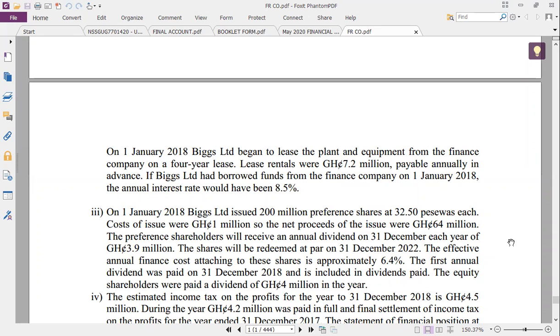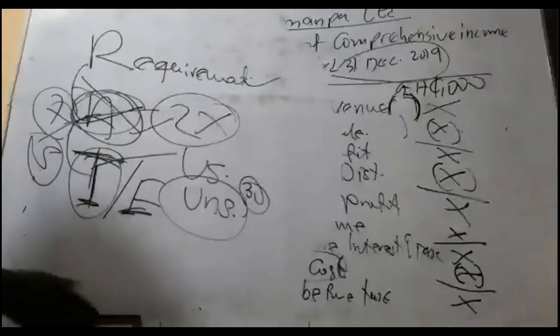Good. Then the net proceeds of the issue were 64 million Ghana cedis. You can calculate it. Now multiply 32.5 by 200. The 32.5 is in pesos, not cedis. So how do you convert 32.5 pesos into cedis? That is 0.325. Agree. So let's go to the board and perform this calculation.